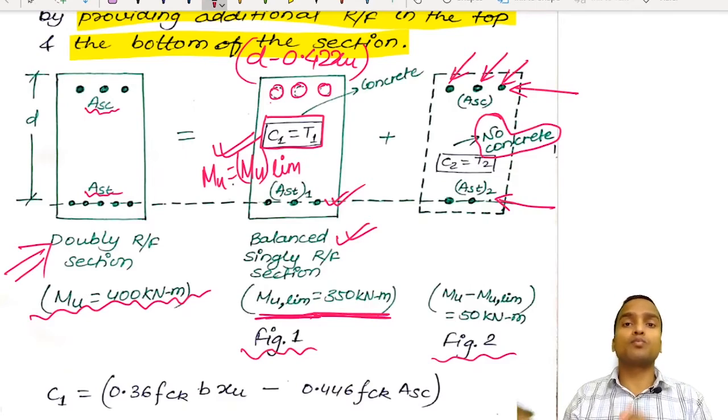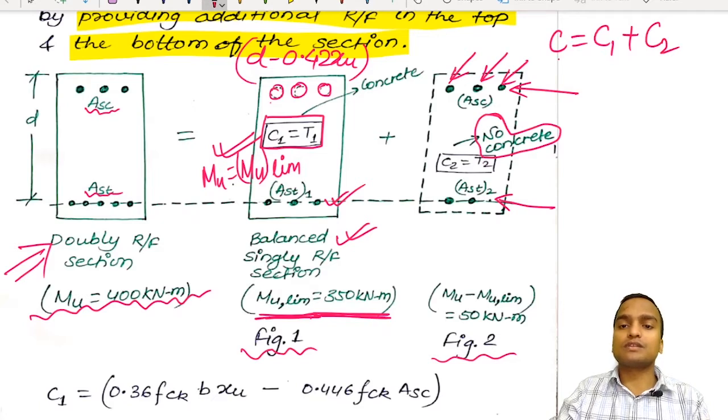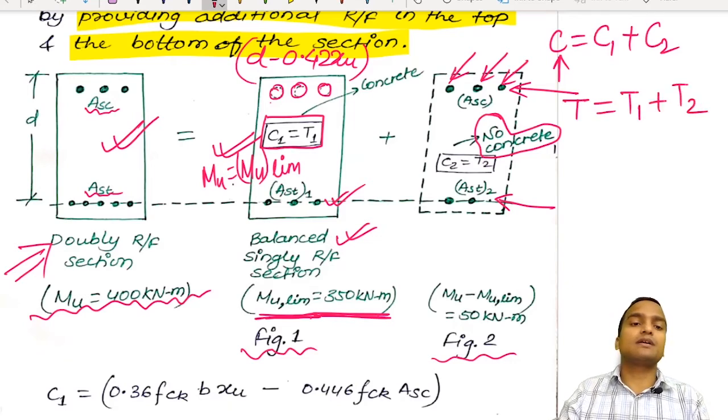Now if we superimpose both the sections, then we can write C is equal to C1 plus C2. This C is the compressive force on this section. Also T is equal to T1 plus T2. Now T is the tensile force in the doubly reinforced section, and we can equate by equilibrium of forces C is equal to T.